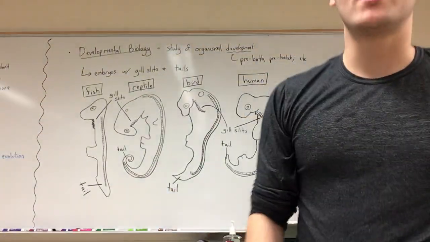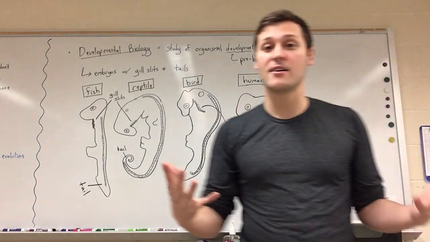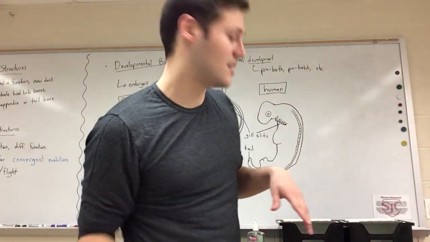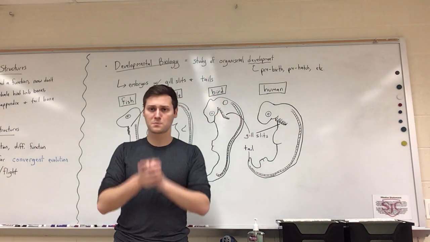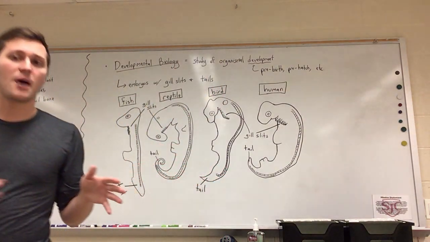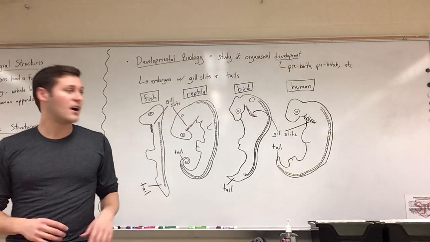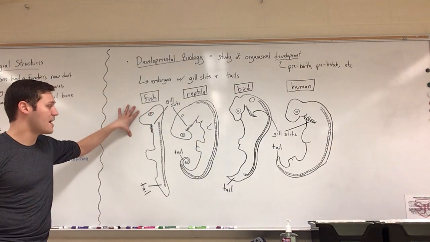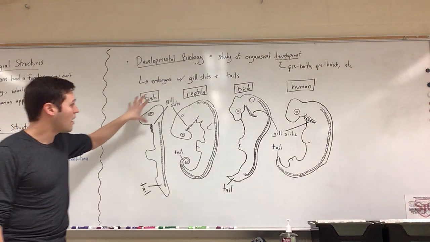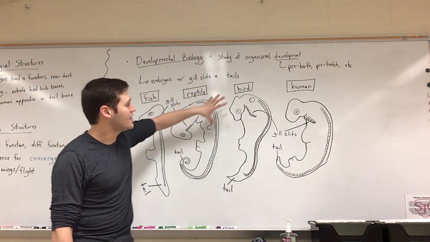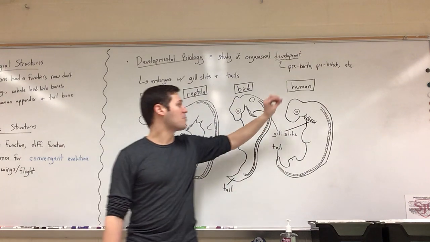But I also want to talk about developmental biology, a separate subfield that shows evidence for evolution. As you can see, I've drawn up a couple of different embryos from different organisms. This right here is an embryo from a developing fish. This is an embryo of a developing reptile, an embryo of a developing bird, and an embryo of a developing human.